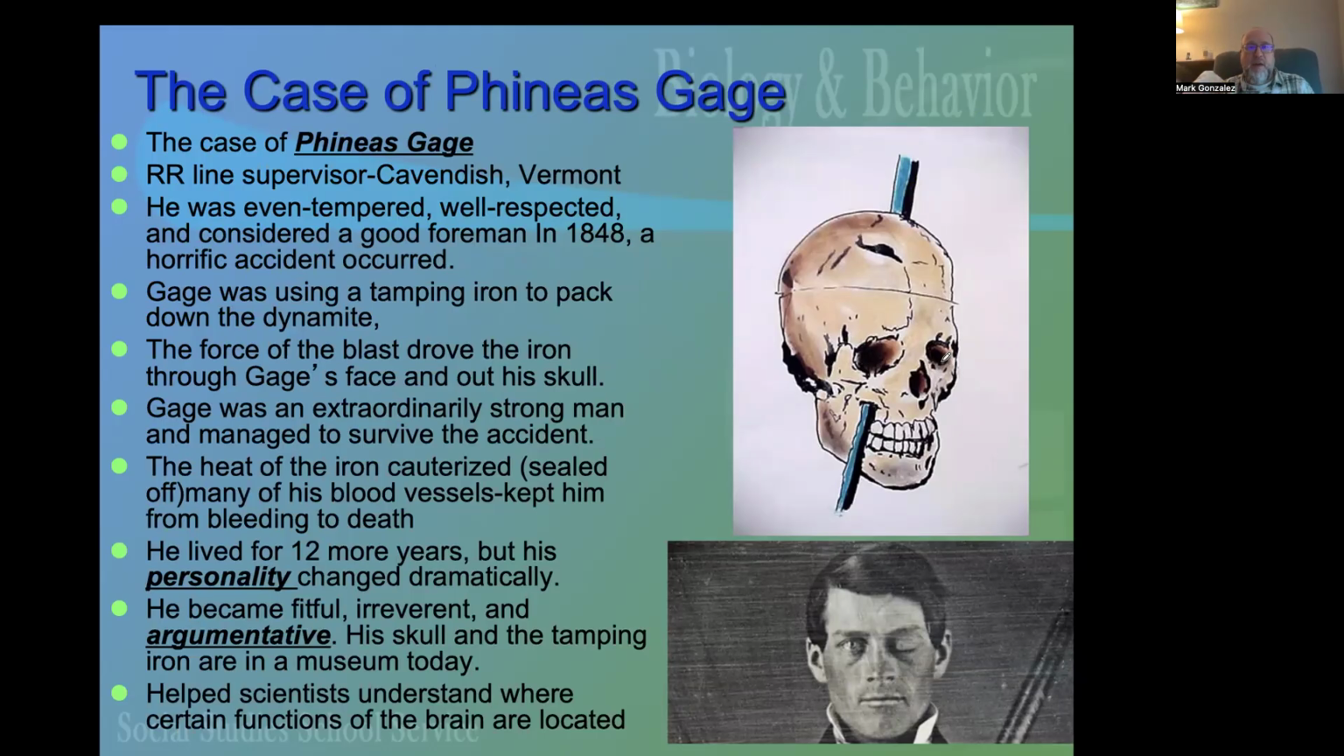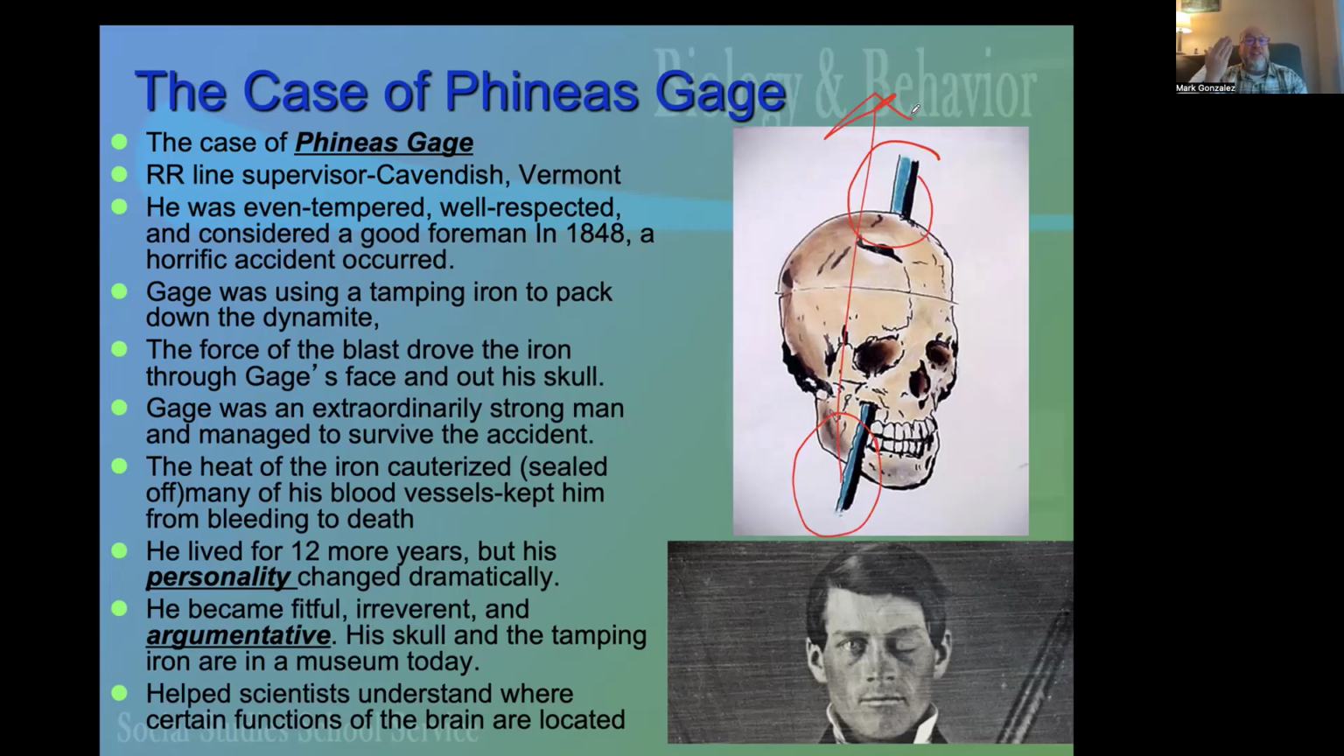They were working on building this railroad, and they were using what we call a tamping iron to pack down dynamite, so I guess they could blast through places so they could build their railroad. Well, somehow the dynamite maybe exploded a little too soon, and it drove the tamping iron right into Phineas Gage's face. Okay, and then it came out the top of his skull.